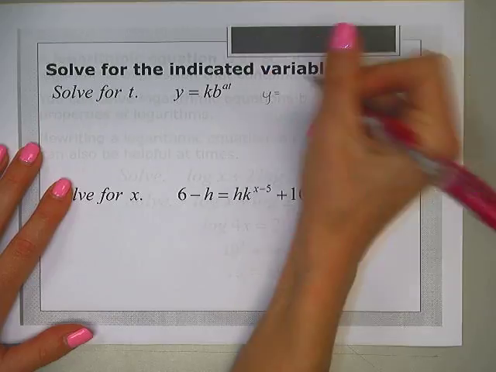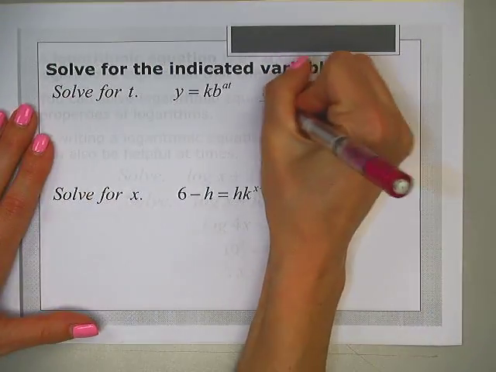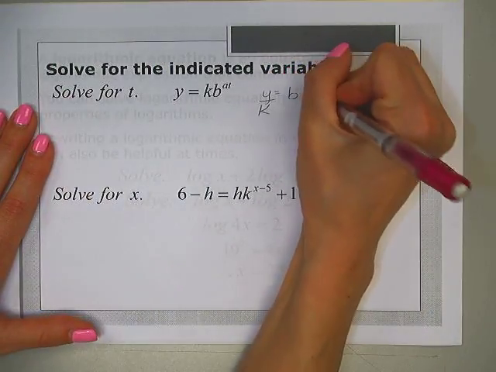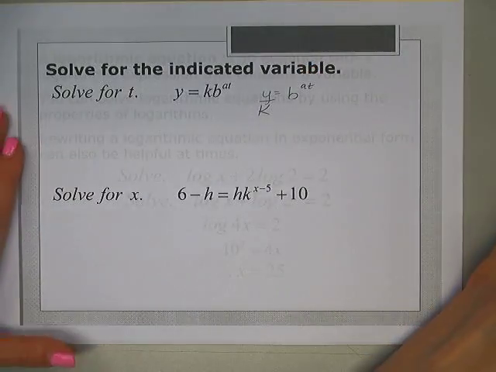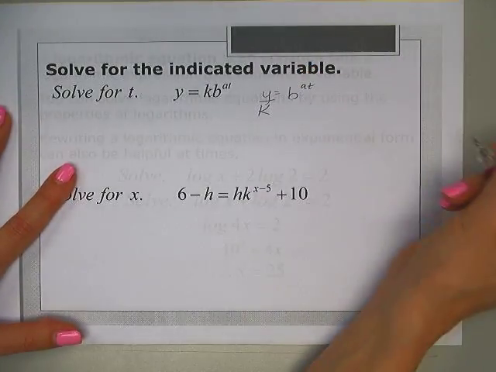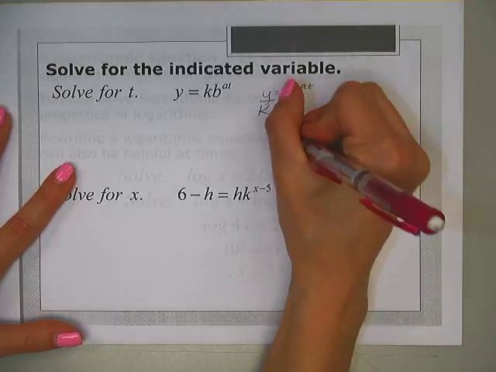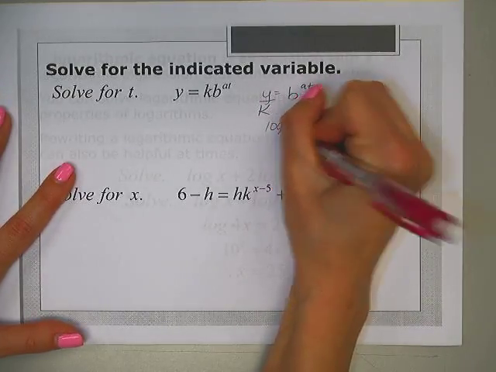All right, solving for the indicated variable, solve for t. Again, logarithms are used anytime you're solving for an exponent. So let's see if we can isolate t. First thing, I need to get the base by itself, so I'll divide by k.